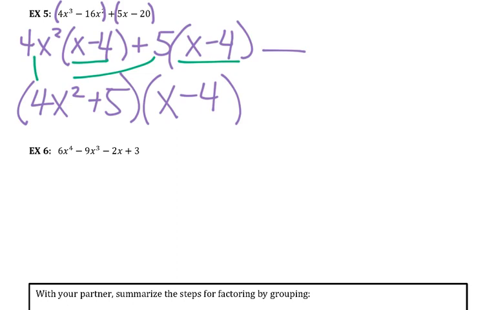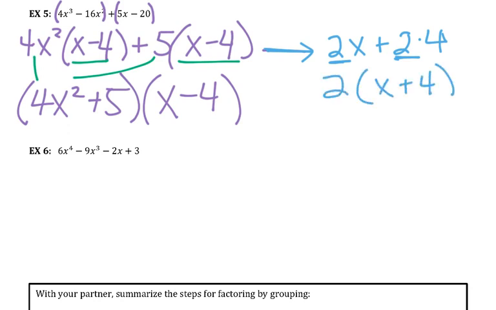The reason this works, like if you're confused about what's going on here, imagine that you had 2x plus 2 times 4. 2 is essentially the GCF here, and if we factored out a 2, we'd have x plus 4. It's the same idea with the x minus 4. x minus 4 and x minus 4 are essentially a new GCF, and you're taking them out and putting it here and combining what's left, just like we combined the x and the 4 here.